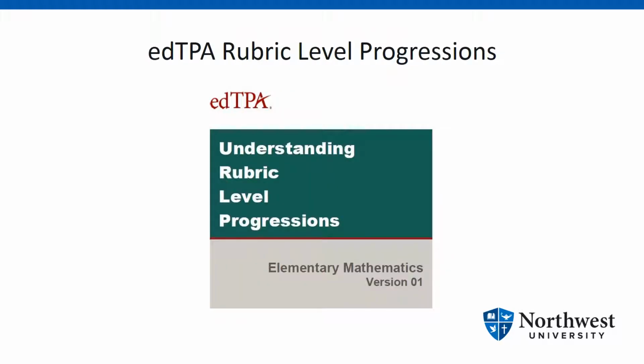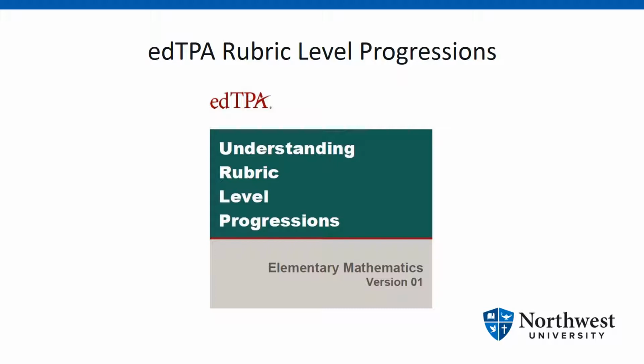The edTPA rubric level progressions. As I said earlier, the rubric level progressions spend 2 or 3 pages on each rubric going into great detail about what makes a 3 a 3, or what makes a 4 different from a 3, or a 2 different from a 3. The rubric level progressions also tell you, for rubric 1, which is part of task 1, what exactly we are looking at. Well, we're looking at prompt number 1 in the commentary, and we're also looking at the context for learning document, and we're looking at the lesson plans you uploaded. It tells you exactly what is being looked at.